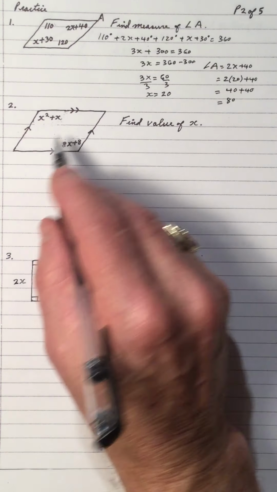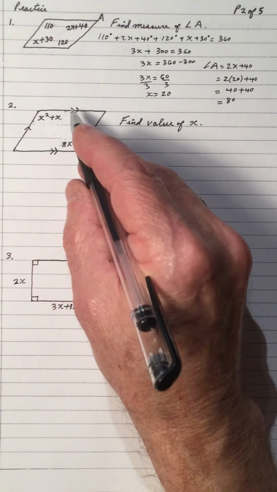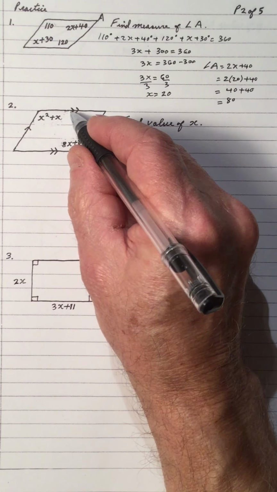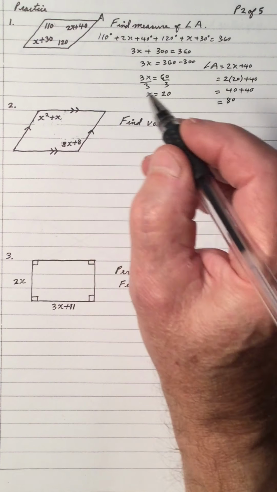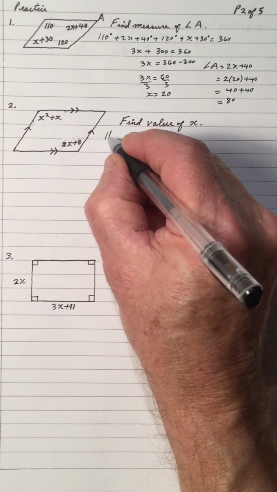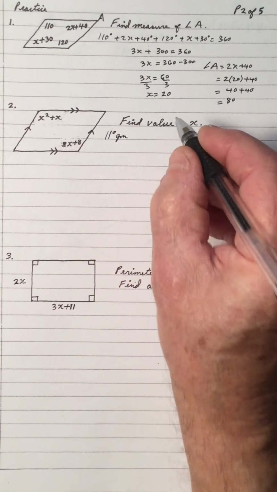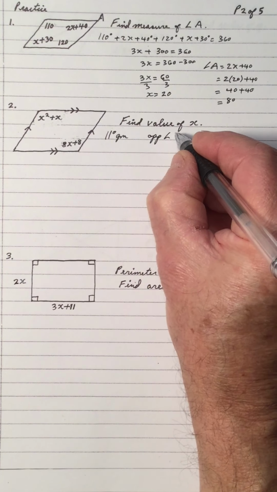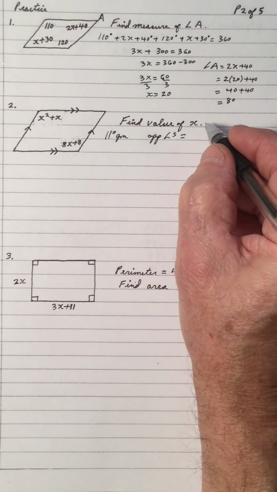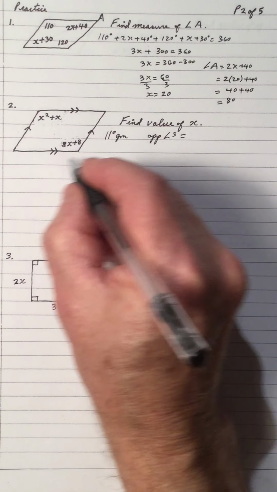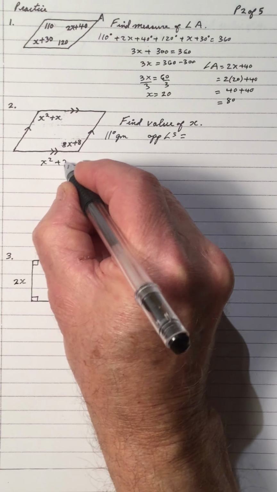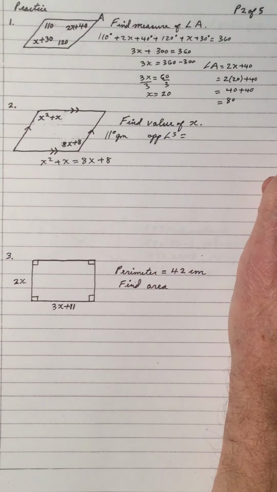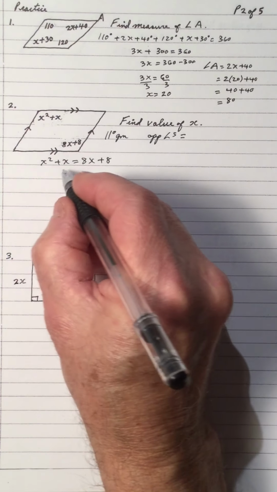Number 2. Find the value of x in this. Again, we have a quadrilateral, but we got opposite sides parallel here, opposite sides parallel here. So we have a parallelogram because opposite sides are parallel. In a parallelogram, the opposite angles are equal. So that means that x squared plus x is equal to 8x plus 8. Opposite angles equal. We solve that.